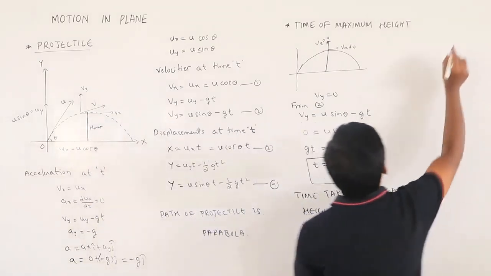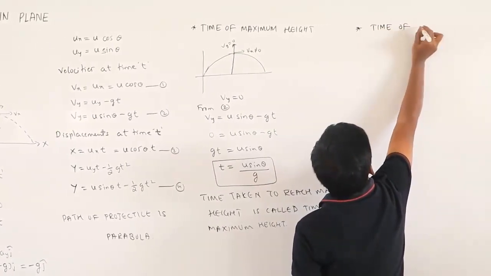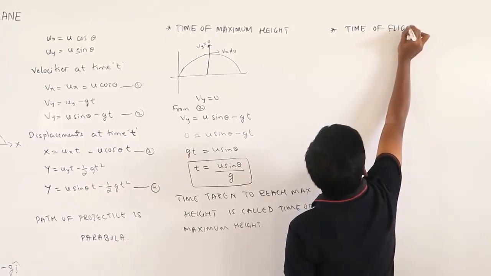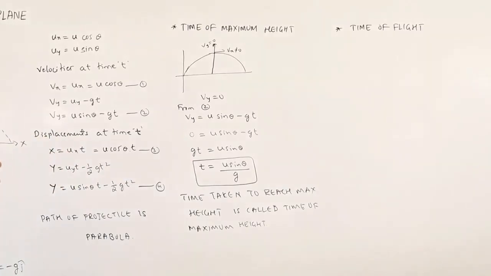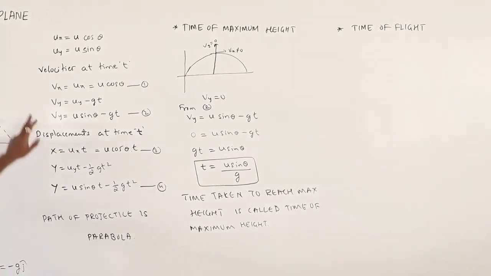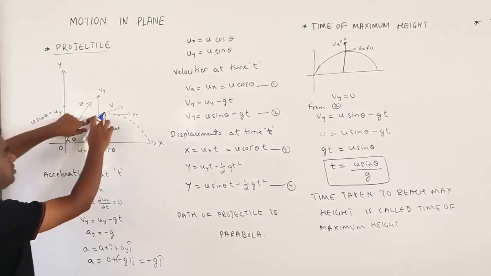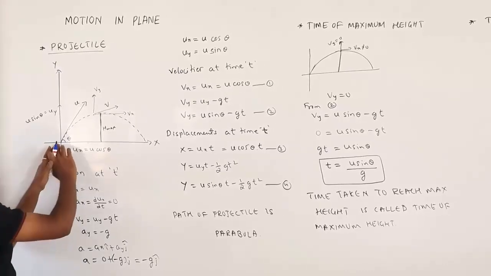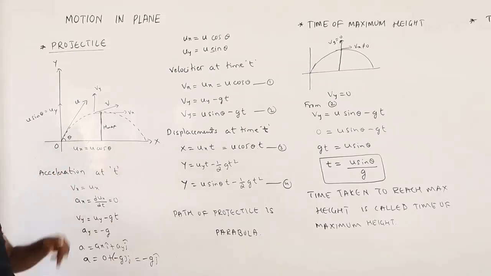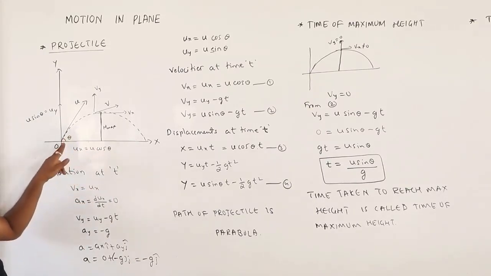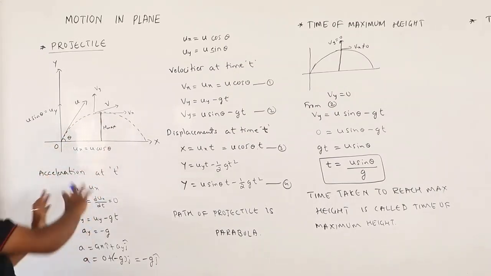Next, we'll take one more important term, that is time of flight. So what exactly is the time of flight? It is the total time taken by the projectile to reach the maximum height and then come back, or the total time for which the projectile is flying. Or you can say it is the time taken by the projectile from the point of projection till it hits the ground. This is the total time.